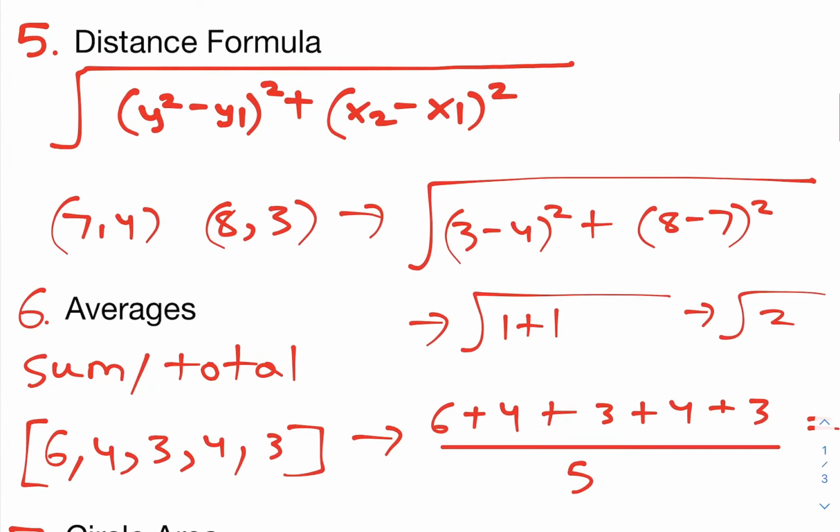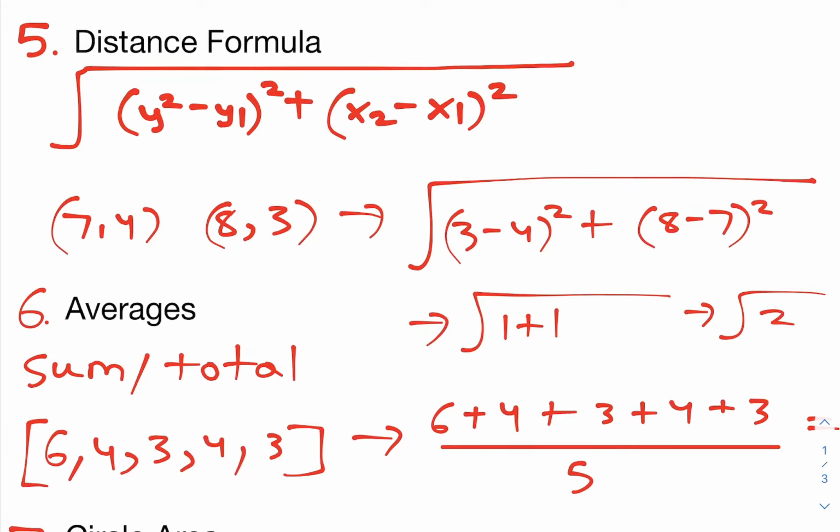The fifth formula to know is the distance formula, and this is the square root of the quantity y2 minus y1 squared plus the quantity x2 minus x1 squared. Now you use this formula if you want to figure out the distance between 2 points. So as we saw above, the midpoint formula is used to find the exact middle between 2 points. This is to figure out the exact distance between 2 points.